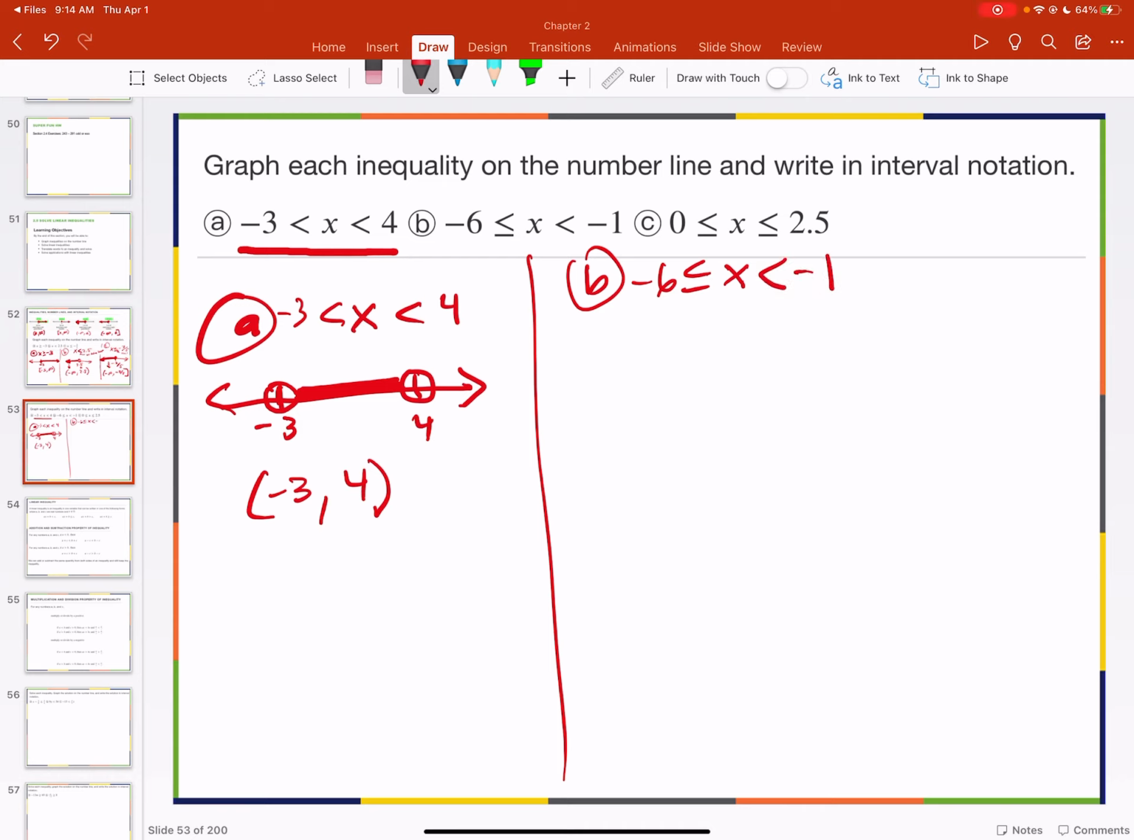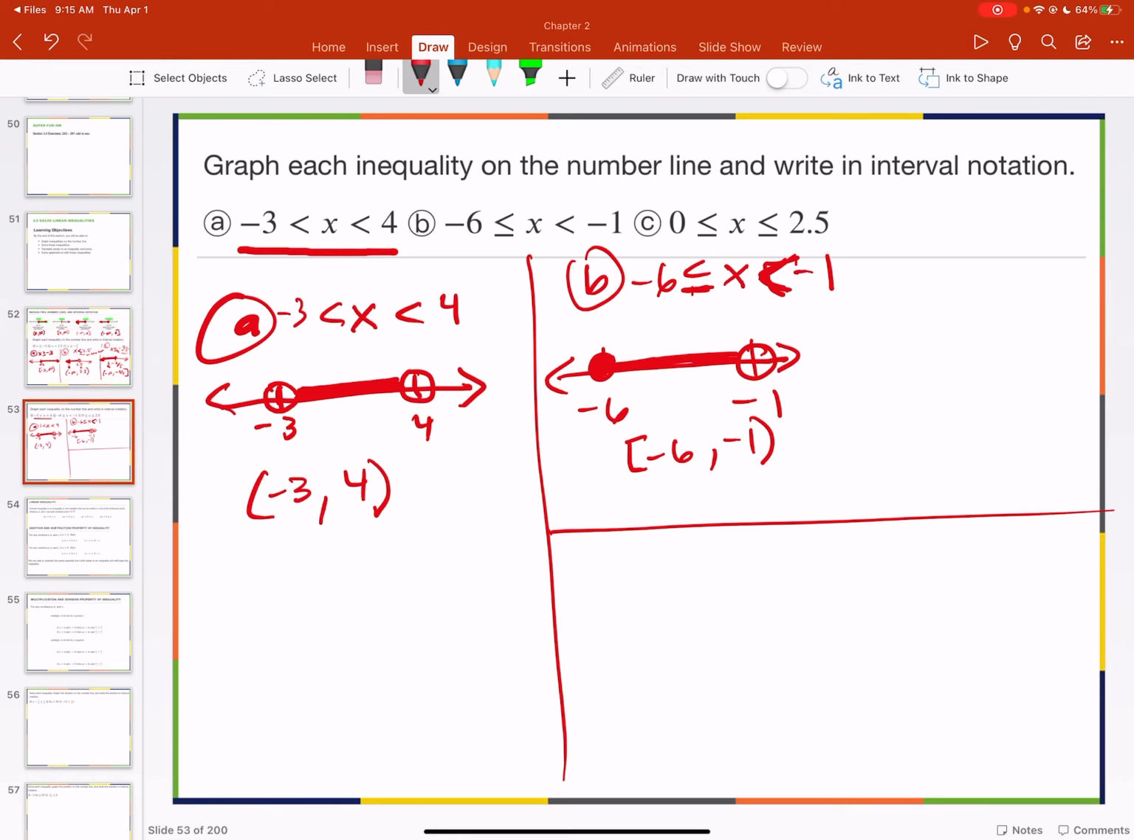Okay, so for B, we have x is greater than or equal to -6, but also less than -1. So on the number line, you would have -6, -1. At -6, you include it. At -1, you do not. So it's a closed circle and an open circle, and then you graph everything in between. Okay, and then interval notation is [-6, -1), do not include -1. Okay, so then C is x is in between and including 0 and 2.5. So notice there's 2 lines, right? So the graph would be here. Let's say this is 0, this is 2.5.